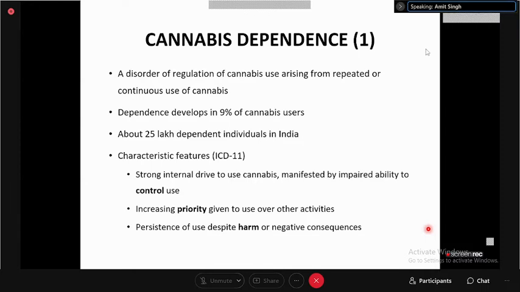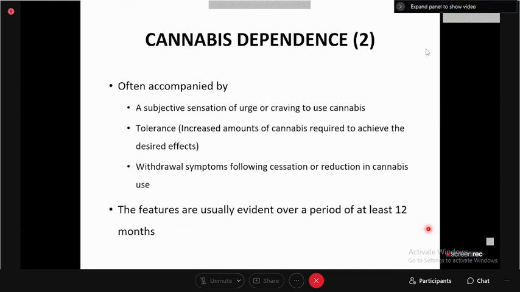Now, the diagnostic criteria have been slightly changed, although they broadly contain the same components as were there in ICD-10. Here, more emphasis is now given to impaired ability to control the use of cannabis, increased priority given to cannabis use over other activities, and persistence of use despite harm or negative consequences in ICD-11. Also, these may be accompanied by a subjective sensation of urge or craving, which we have discussed earlier, tolerance, and withdrawal symptoms. The features are usually evident over a period of at least 12 months, as is defined in ICD-11, to make a diagnosis of cannabis dependence.